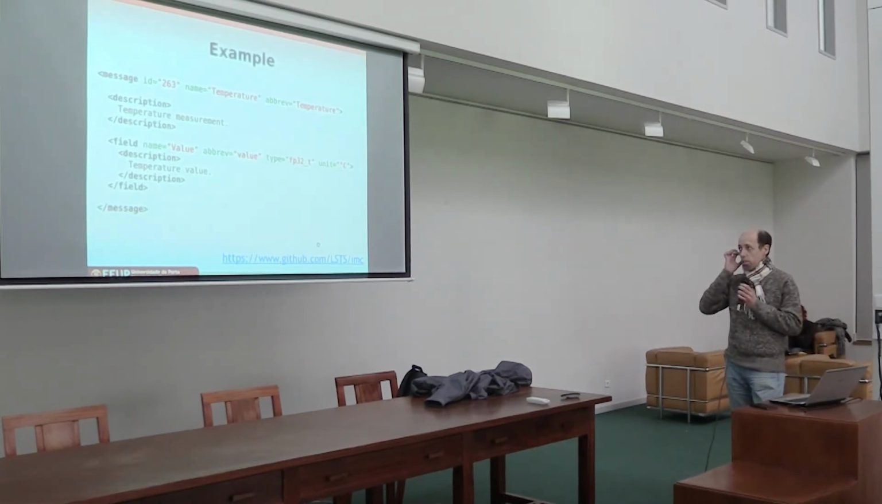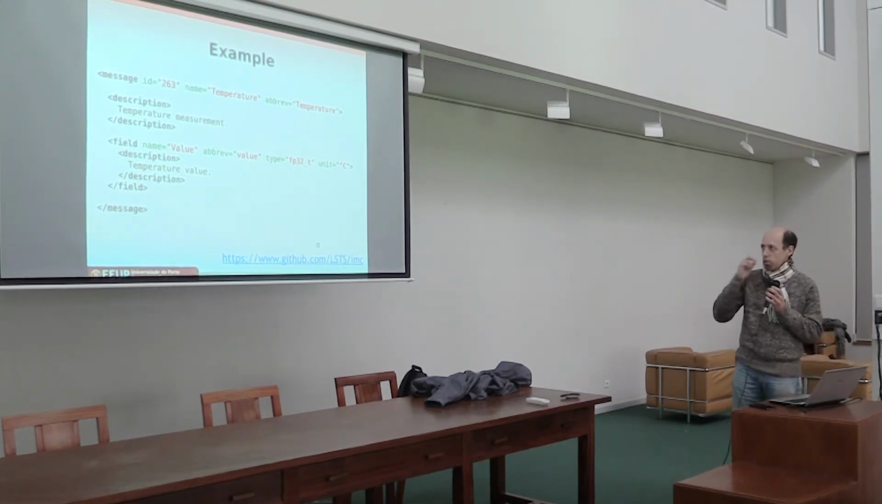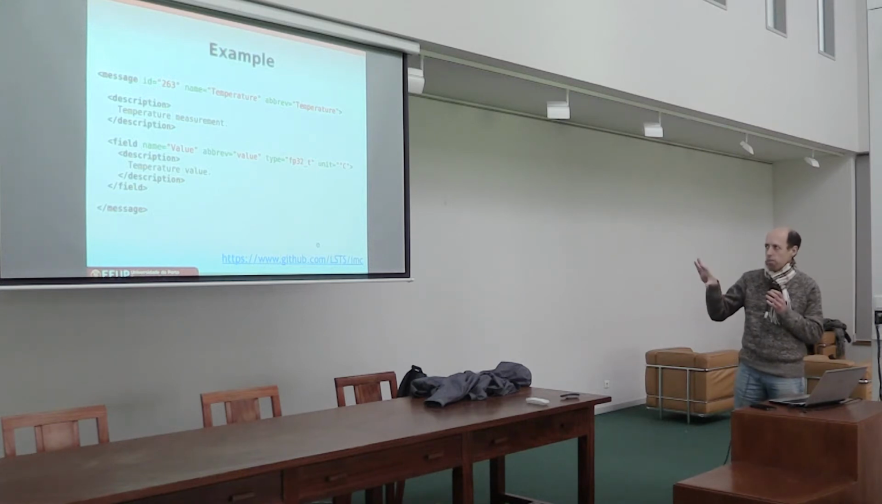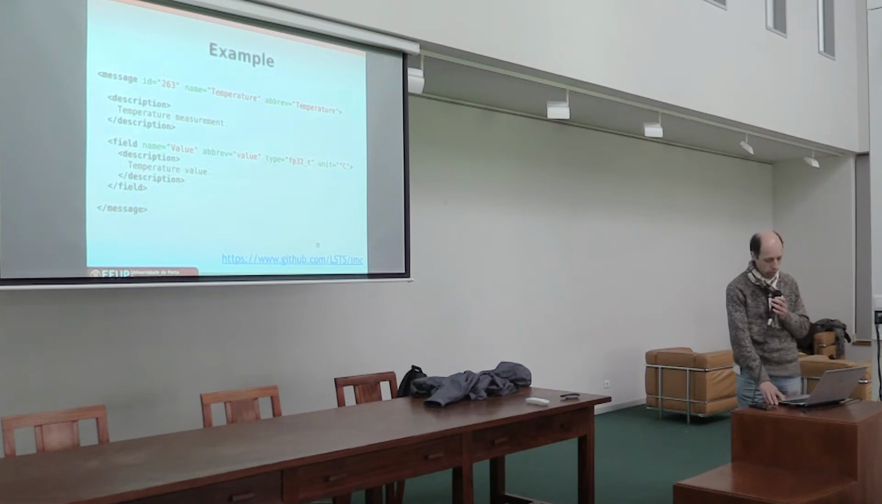And this is an example of a message. This is message 263, which is for temperature. You can see the description, which is used for generating the documentation for this message. And you have the fields. In this case, it's only one field, which is a floating point 32 bits. You can see a name and the unit. The unit is merely for documentation purposes. This is a very simple message definition, from which you are able to create the bindings for any language that you want.